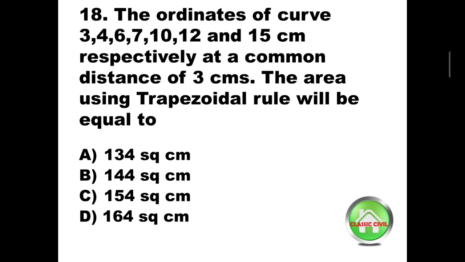Question number 18. The ordinates of a curve are 3, 4, 6, 7, 10, 12 and 15 cm respectively at a common distance of 3 cm. The area using trapezoidal rule will be equal to: option A, 134 cm², option B, 144 cm², option C, 154 cm², option D, 164 cm². Answer is option B, 144 square centimeter.